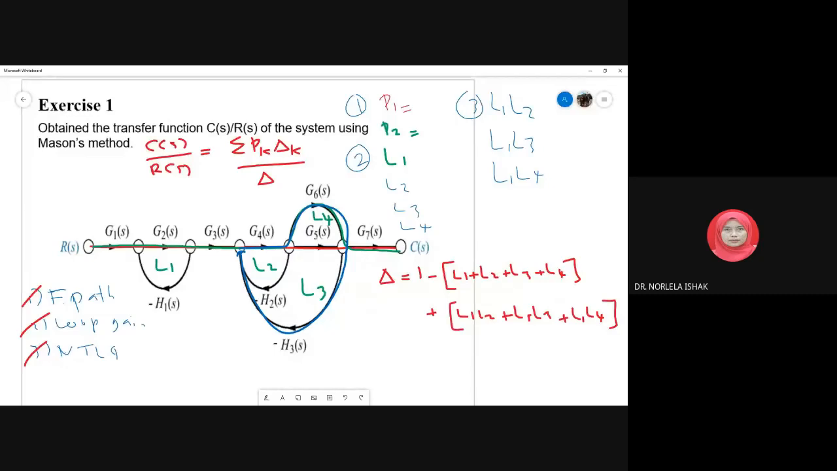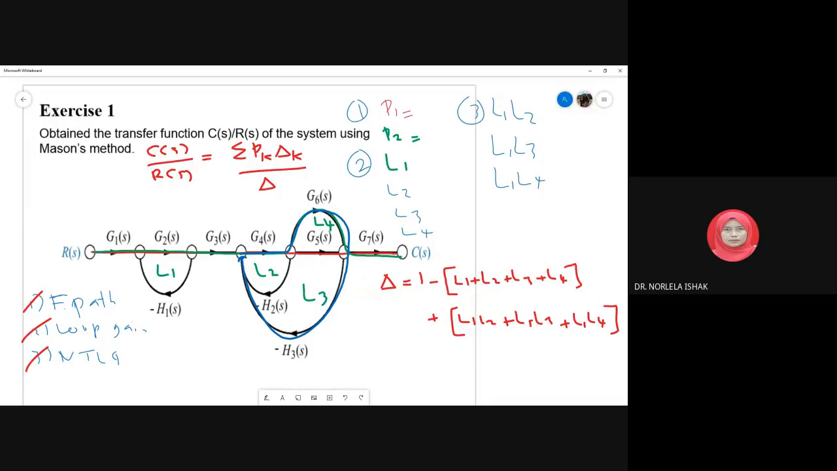Okay, now first step. First step, we already defined the cofactor. We have two cofactors. The second step, we define the loop gain. And then the third step, we define non-touching loop gain taken two. Okay, and next, this is our formula: how to define the transfer function using Mason's rule.